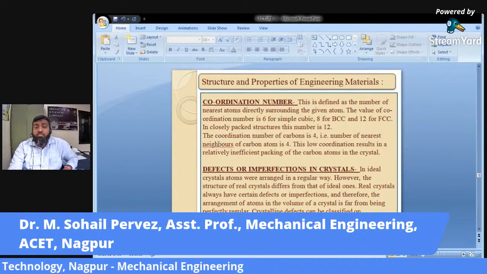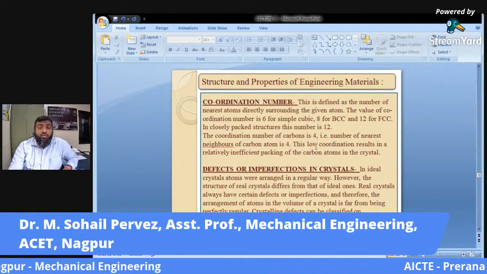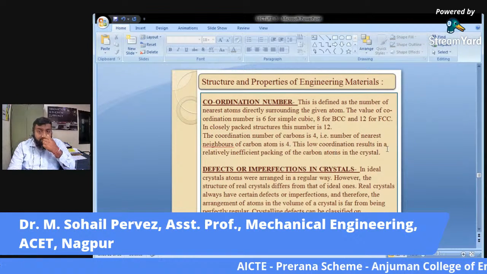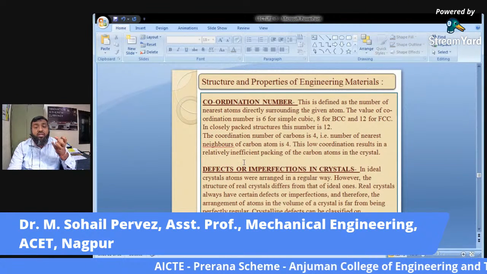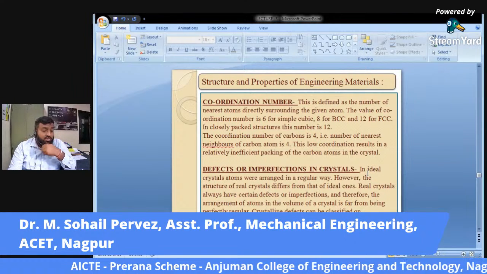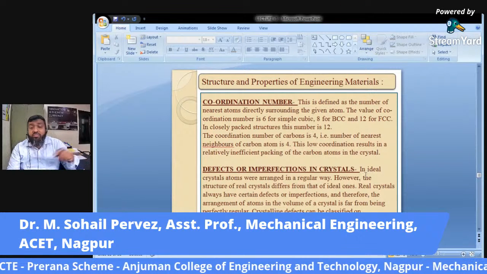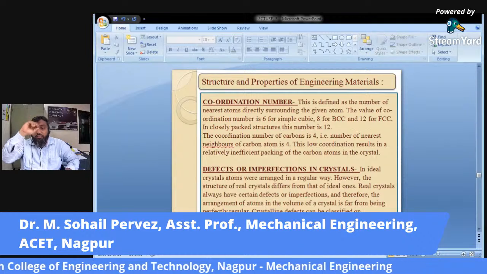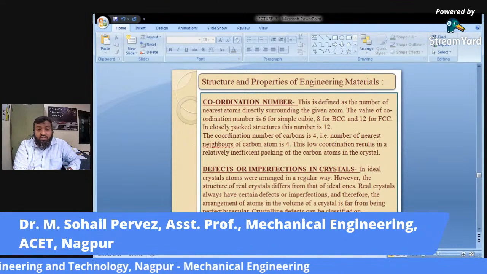So the coordination number of carbon is 4. The number of nearest neighbors of the carbon atom is 4. This low coordination results in relatively inefficient packing of the carbon atoms in the crystal. So carbon atoms have a low coordination, since the number is 4 itself.